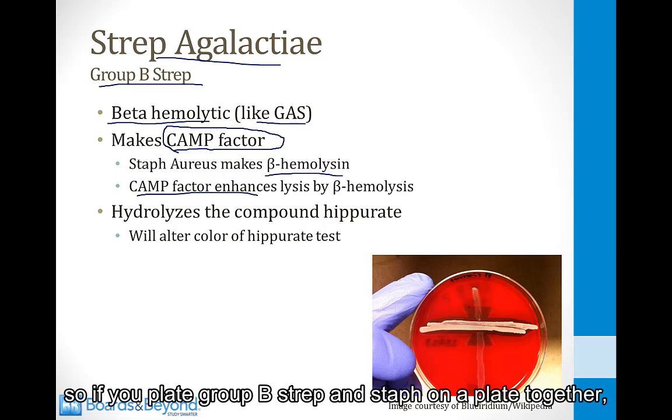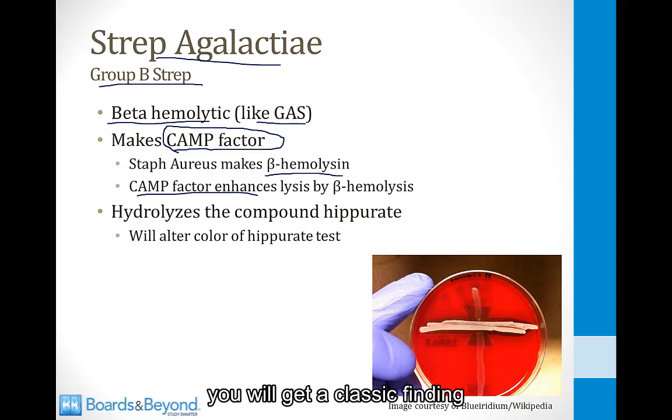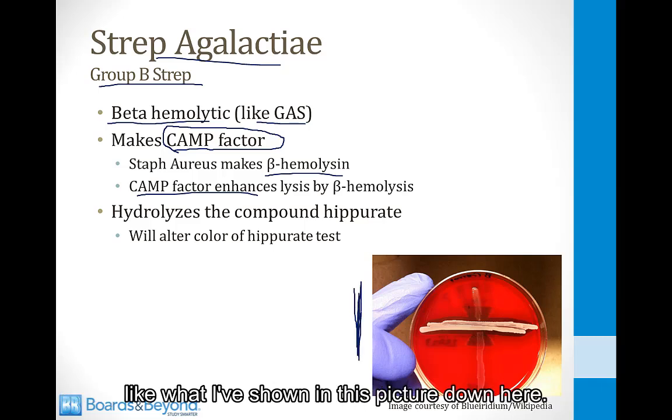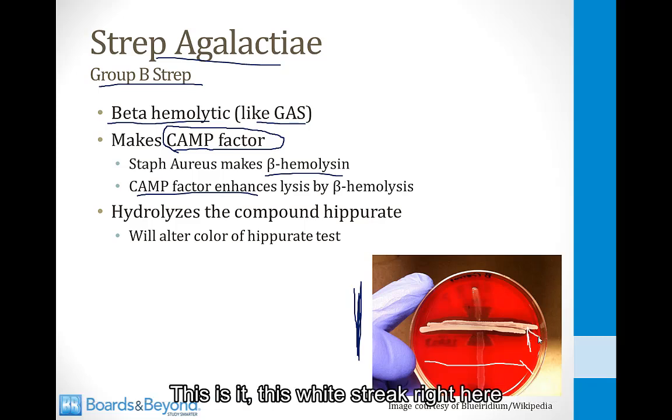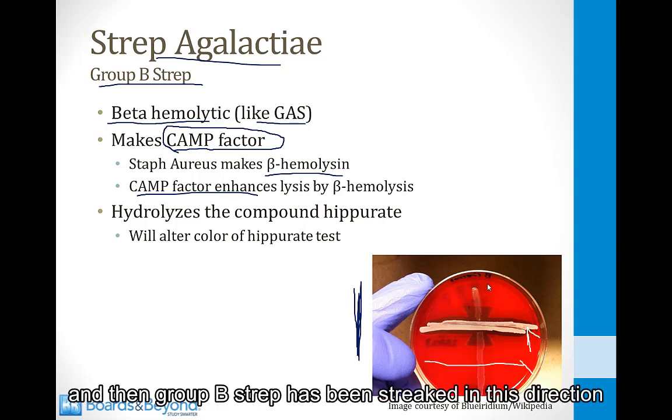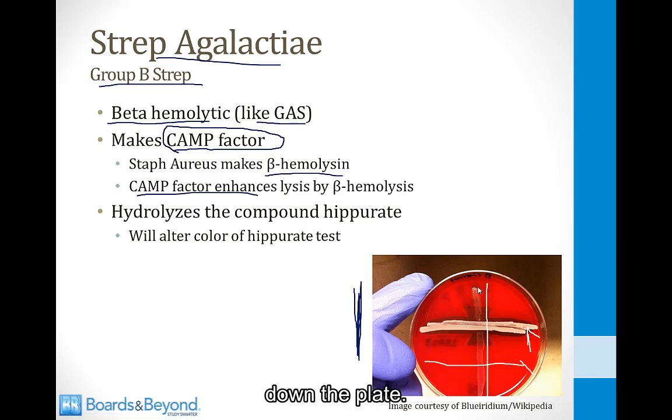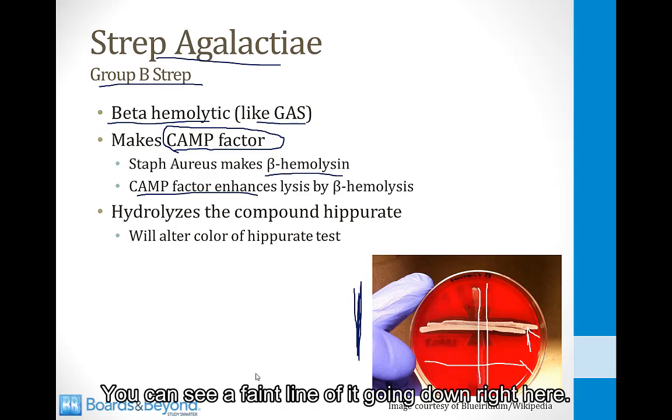So if you plate Group B strep and staph on a plate together, you will get a classic finding like what I've shown in this picture down here. So in this picture, Staph aureus has been streaked across the plate like this. This is it, this white streak right here. And then Group B strep has been streaked in this direction down the plate. You can see a faint line of it going down right here.